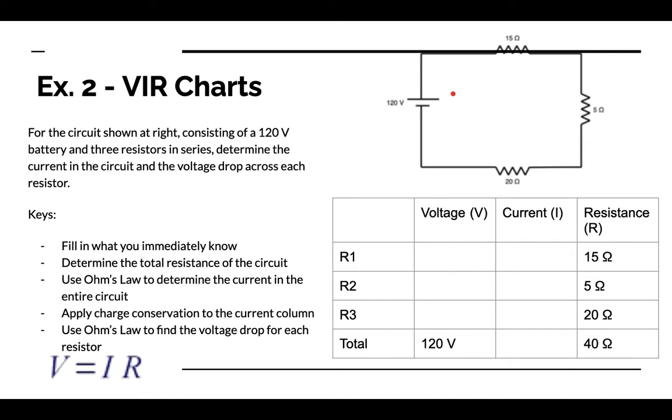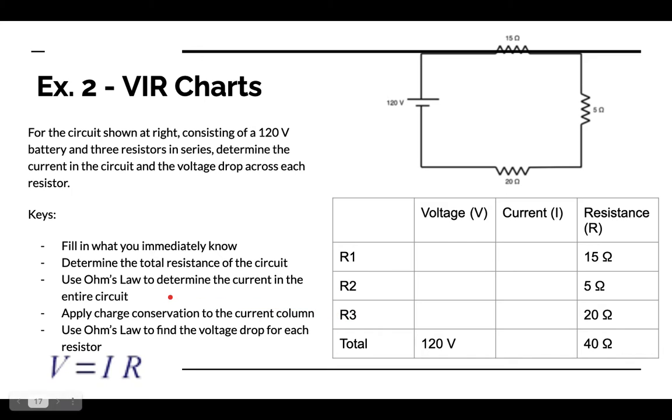So we start again by filling in what we immediately know. We know that the voltage provided by the battery is 120 volts, and we know that the resistances of our resistors are 15 ohms, 5 ohms, and 20 ohms. So using this, we can find the total resistance by taking the sum of each resistor, and that gives us 40 ohms. Now our voltage is 120 volts for the whole battery, so our total voltage is 120 volts.